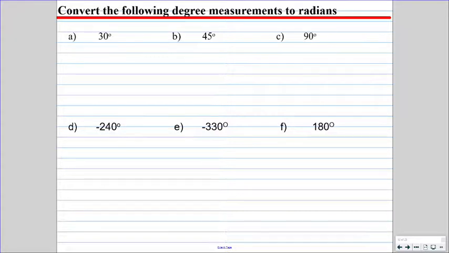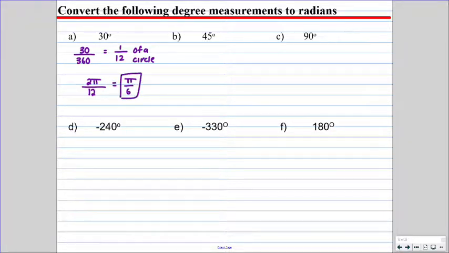Okay, so let's think of it this way first. I'm going to approach it differently first, and then I'll give you an easier way to convert in a minute. 30 degrees. What do we know about 30 degrees? Well, 30 degrees out of 360 degrees, which is a full circle, if I were to simplify this, that's 1/12. All right, so 30 degrees is 1/12 of a circle. Okay, so what do we know? Well, I know that a full circle in radians is 2 pi radians. So if I take 2 pi, a full circle, and I divide it by 12, because 30 degrees is 1/12 of the circle, then in radians, when I simplify, 30 degrees is pi over 6 radians.